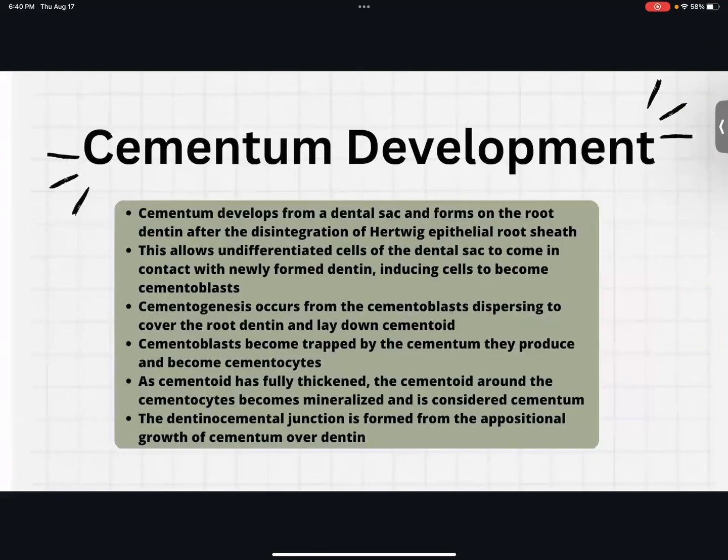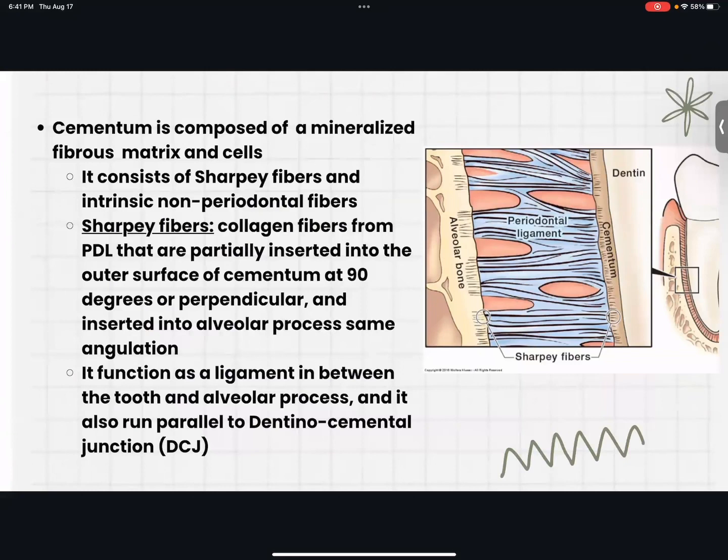Cementum develops from the dental sac and forms on the root dentin after the disintegration of Hertwig's root sheath. The DCJ is formed from the appositional growth of cementum over dentin. The cementum is composed of a mineralized fibrous matrix with cells, showing the Sharpey's fibers on the right image.